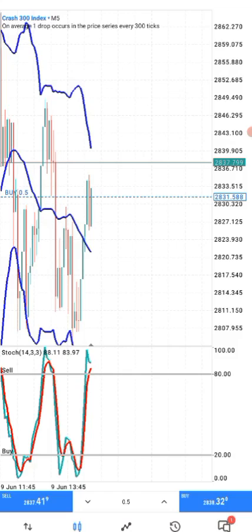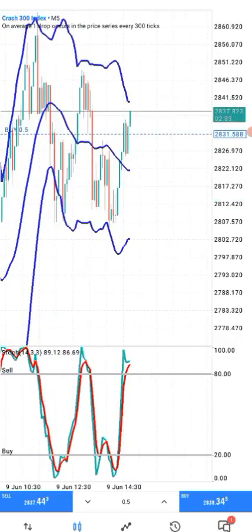Okay, let's look at our Crash. We're supposed to take profit. You see, at this time now, you can take your profit. It has passed the level. Don't be greedy. You can take profit. That's Crash 300.